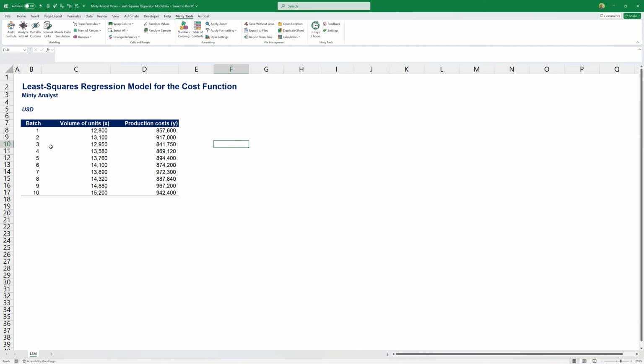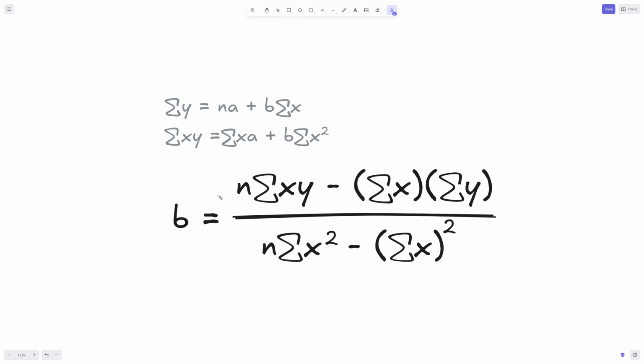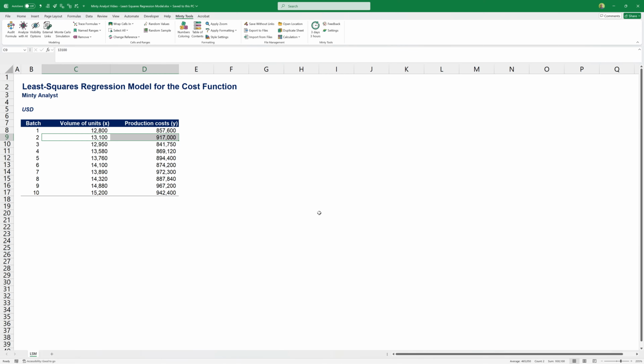So what we have here is data for 10 batches, where we have the volume of the units that were produced and the production cost. So these are our X and Y. And N is 10, the number of observable pairs that we have. So essentially we have everything to calculate B. We have N, the number of observations, X and Y, our volume of units, and our production cost.